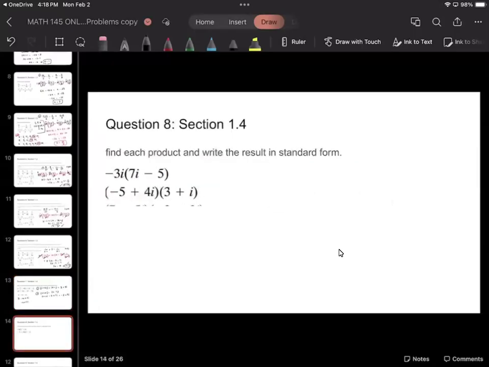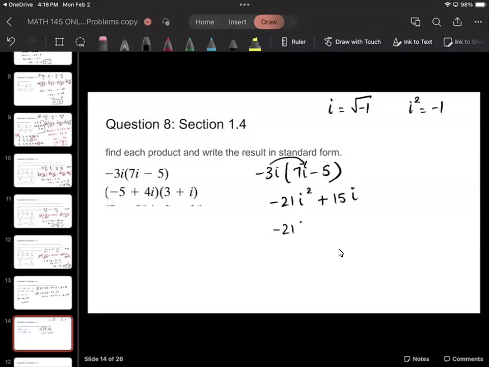So here you're asked to multiply. So the one thing that you want to remember is i is square root of negative 1. i squared is negative 1. So you have to keep that in mind. So when you distribute it, what happens? This and this will become negative 21i squared plus 15i. What is i squared? i squared is negative 1. So when you do that, your answer becomes 21 plus 15i. So that is the answer to this question.